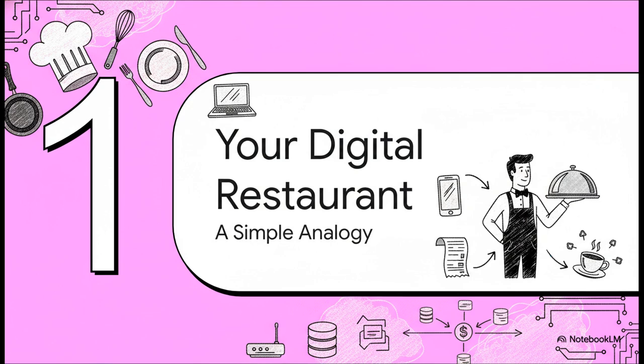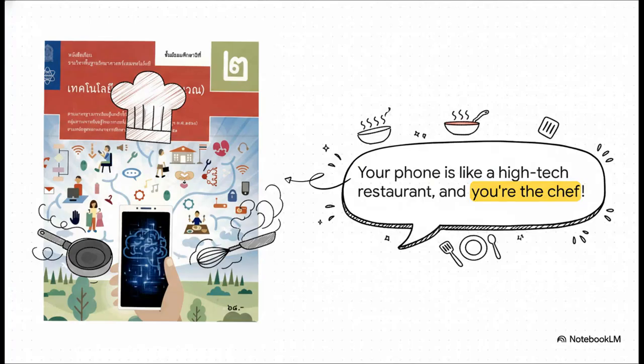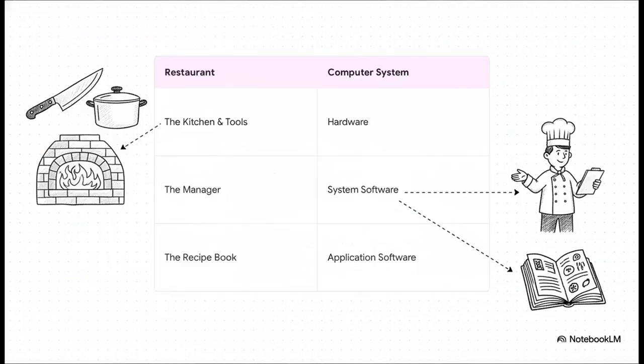Okay, so to really get a handle on how this all works, let's use a fun little analogy. I want you to forget about code and circuits for a minute. Instead, just picture your computer or your phone as a really fancy high-tech restaurant. And in this restaurant, you're the one in charge. You are the head chef calling all the shots. Every time you tap, every time you click, that's you deciding what amazing digital dish you're going to cook up next.